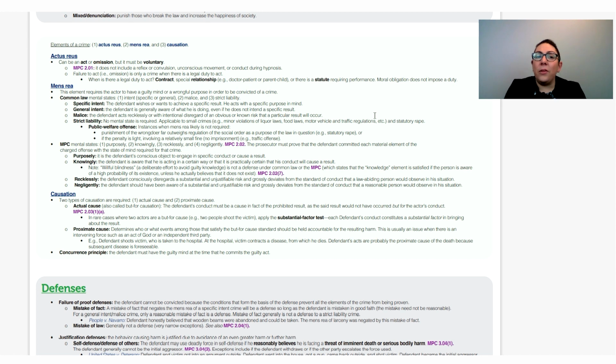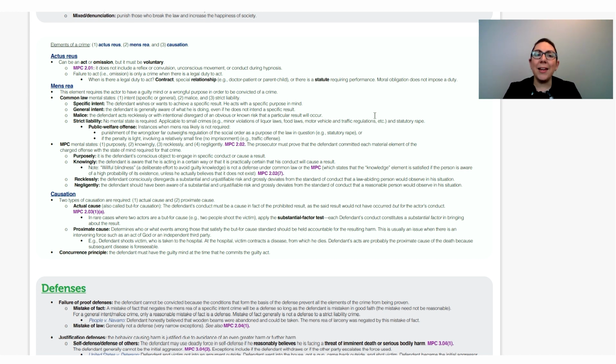Under the Model Penal Code, as I said, we have some slightly different mental states. The first one we have is purposely. Under Model Penal Code purposely, the prosecutor would have to show that the defendant's conscious object is to engage in specific conduct. So the defendant's purpose is to achieve a particular result. This is very similar to common law specific intent. There's a lot of overlap between these two.